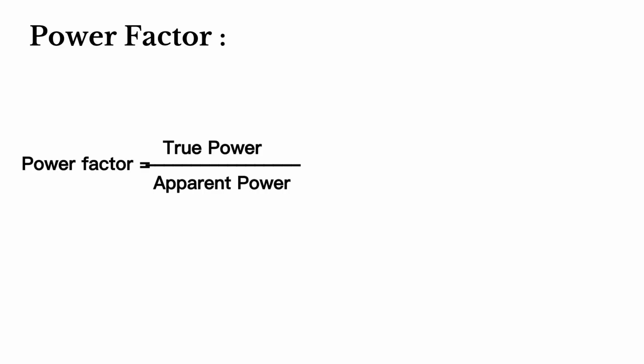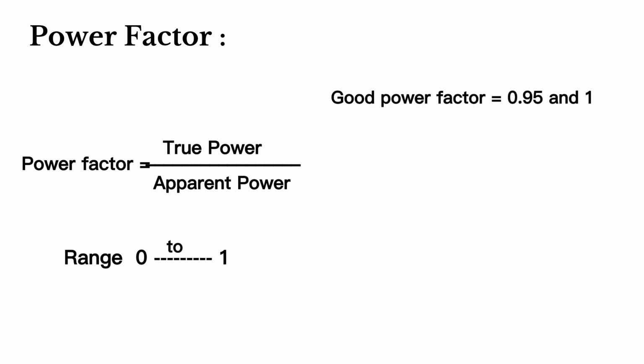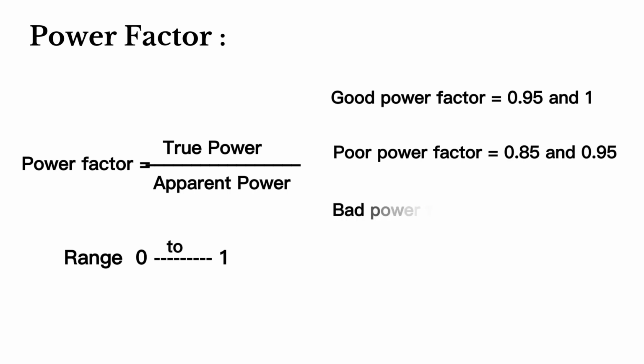The power factor typically ranges from 0 to 1 because true power is always lower than or equal to apparent power. A good power factor is between 0.95 and 1, while a poor power factor is between 0.85 and 0.95, and a bad power factor is below 0.85.